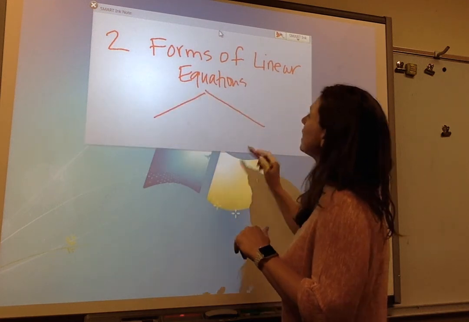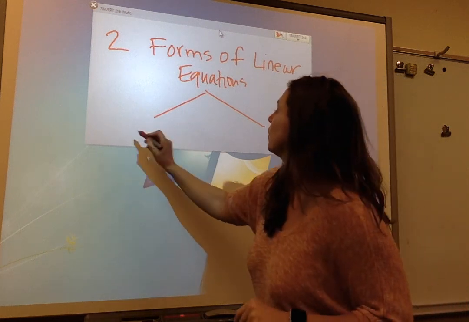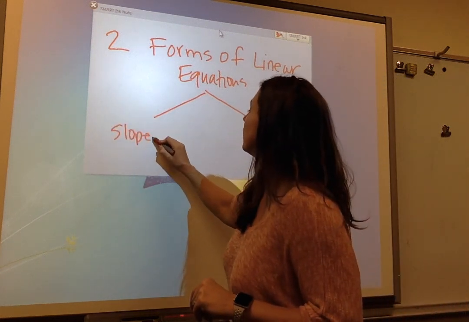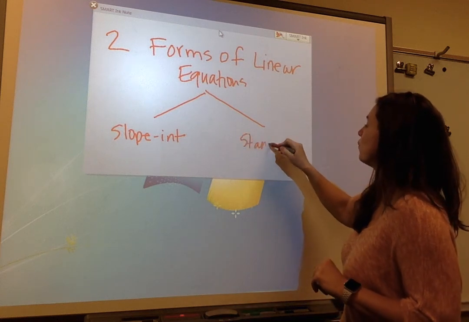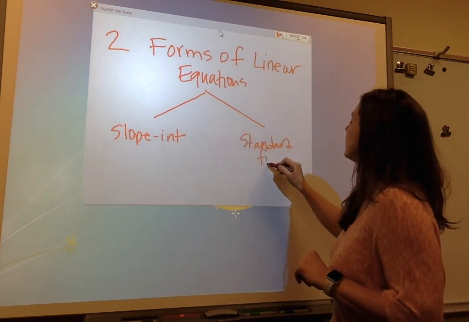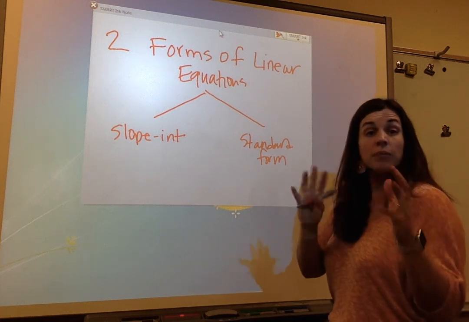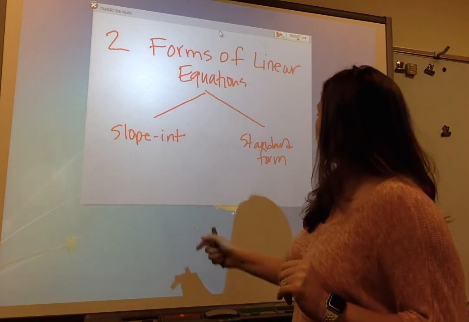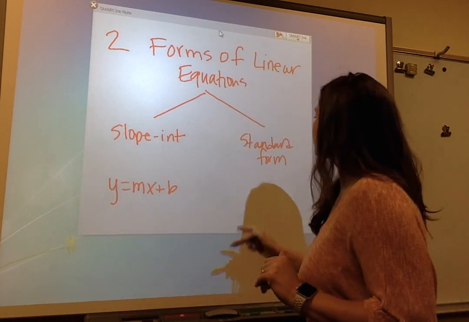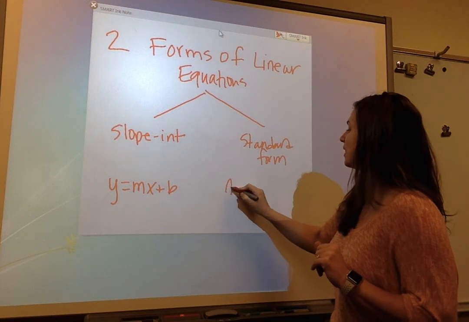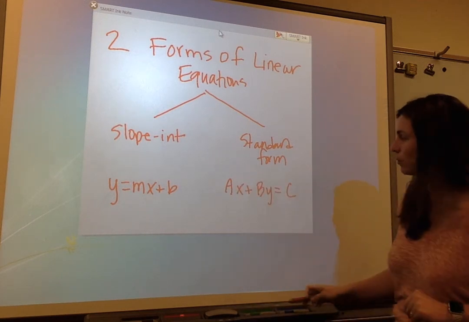I just want you to see a big picture idea. So the first form we use is slope-intercept, and the second form we use is standard form. And I want you to see them side by side so we can compare the differences. Slope-intercept form looks like this: y equals mx plus b. Standard form looks like this: ax plus by equals c.